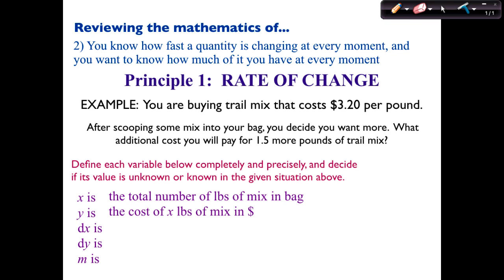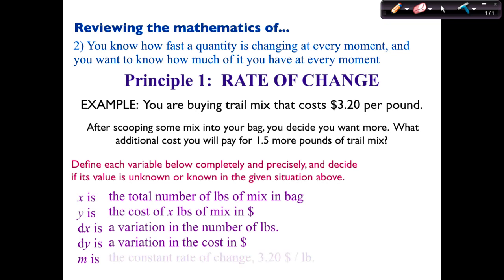Variation or change in pounds. Okay, so I said a variation in the number of pounds. Dy is what Jordan said, a variation in the cost. And what is M? Okay, our price per pound. Okay, and we call that the constant rate of change, right? So in this situation, we have a constant rate of change, and that amount is 320.